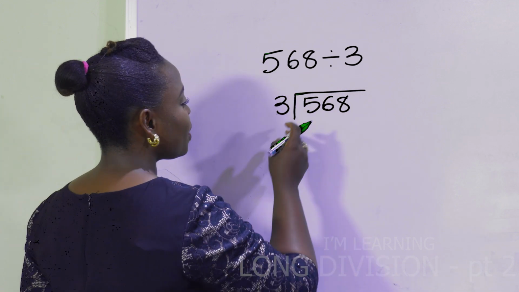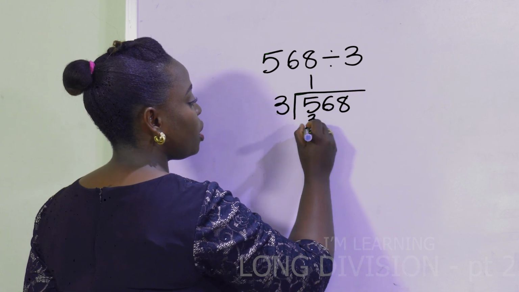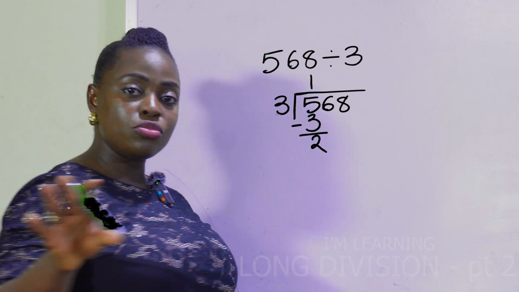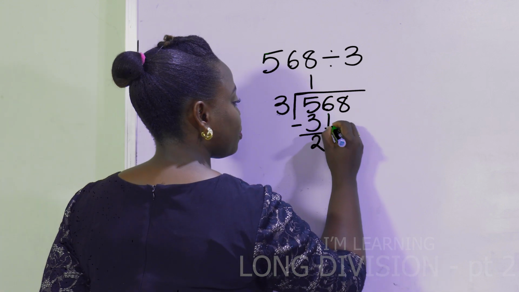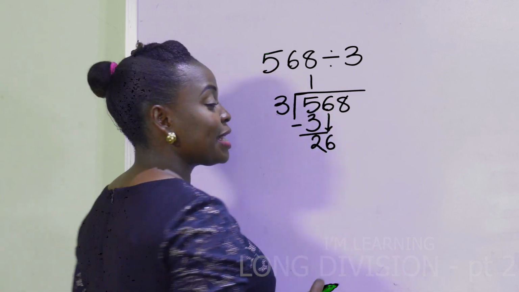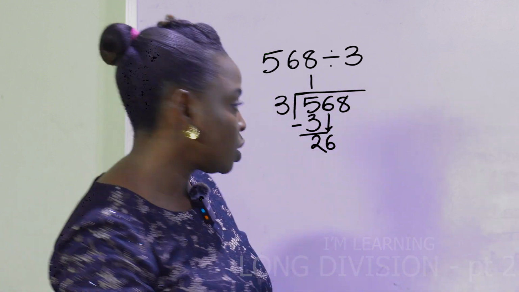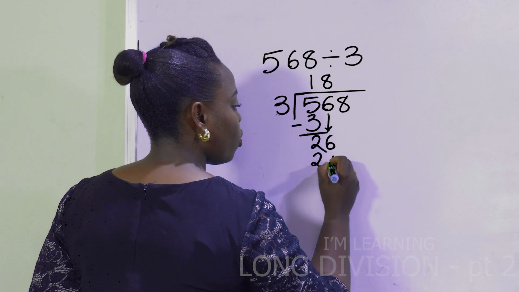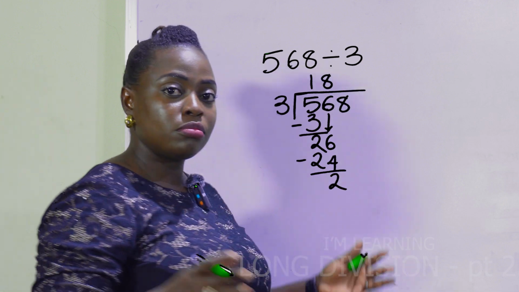Now let us begin. 5 divided by 3 is 1. 3 times 1 is 3. Do your subtraction. 5 minus 3 is 2. Check. What's the next number? 6. Let's bring it down. 26 divided by 3. Now, how many groups of 3s can I find in 26? I can find 8. 3 times 8 is 24. 26 minus 24 is 2.